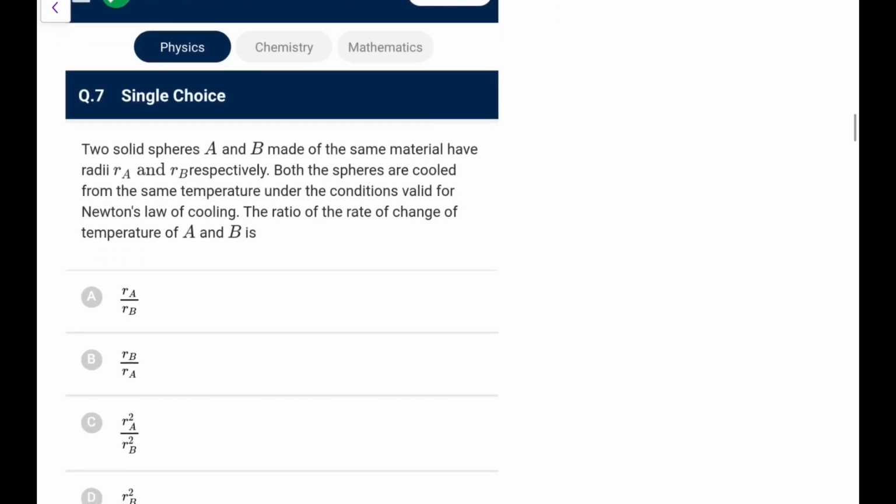Next, you have two solid spheres A and B of the same material, with radii RA and RB. Both are cooled from the same temperature under conditions valid for Newton's law of cooling. The ratio of the rate of change of temperature of A to B. So they were at the same temperature, conditions were the same, and Newton's law is valid. So what you have, minus d theta by dt, would be equal to k times (theta minus theta s).